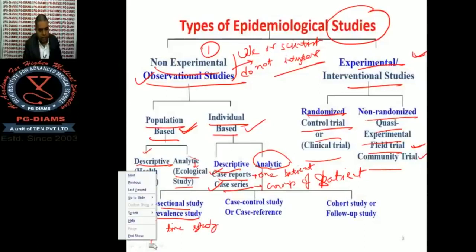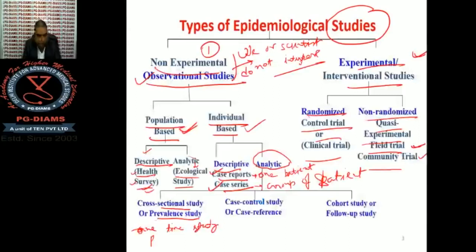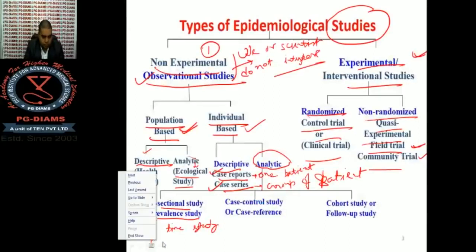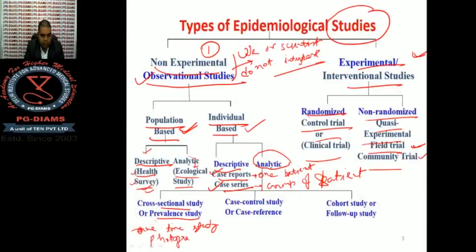Photographic study. Because in a cross-sectional study, it is like a photograph: we can only know about those students who are present at the time the photograph is taken. Similarly, in a cross-sectional study, we can know only about those diseases which are present at that time, and that is prevalence.